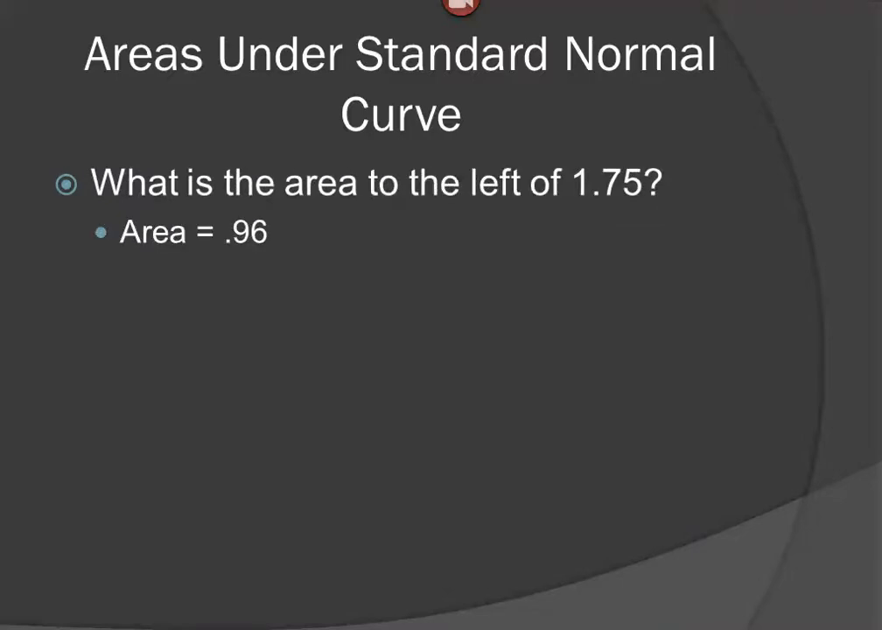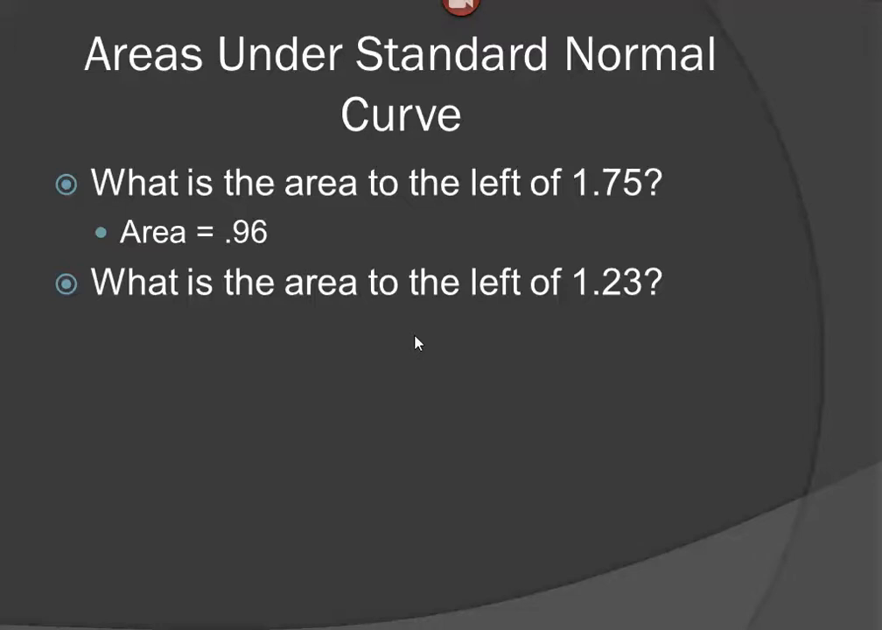Now if we took positive 1.75, since there was about 4% to the left of negative 1.75, then the area to the left of positive 1.75 would be 0.96, so 96%. So in other words, 4% to the left of negative 1.75. We can assume on the other side that the area to the right of positive 1.75 would also be about 4%. So the area to the left would be its complement, 0.96.